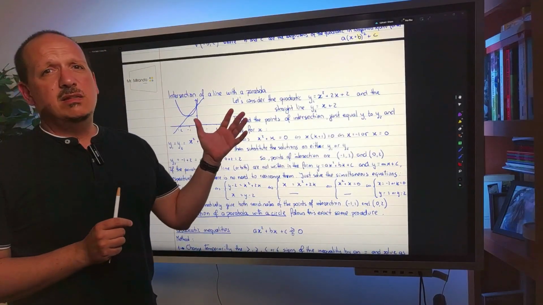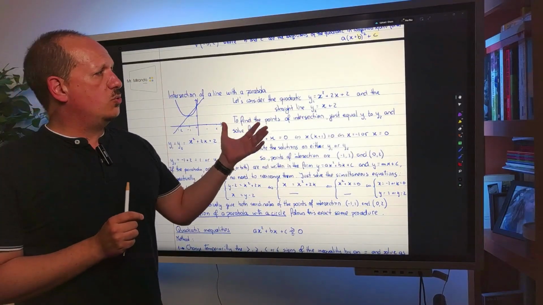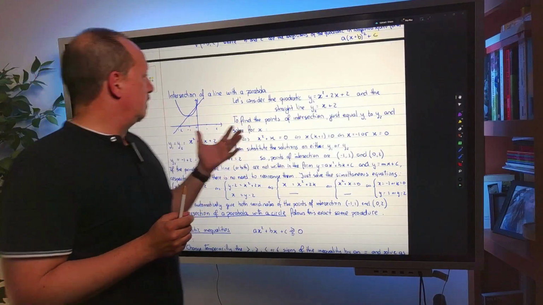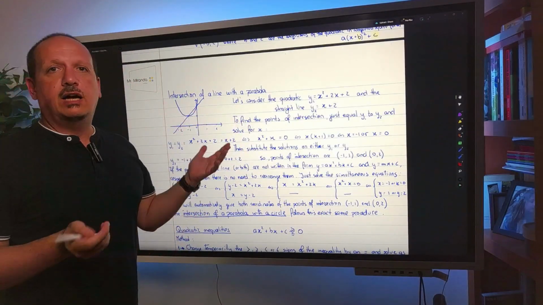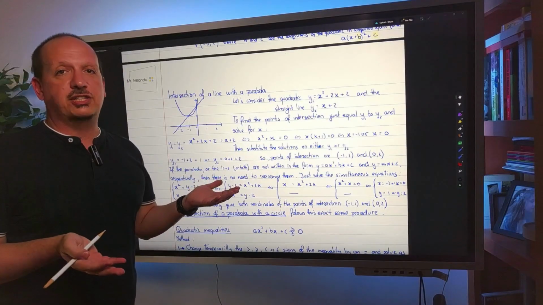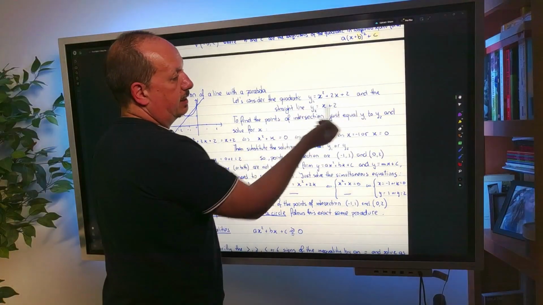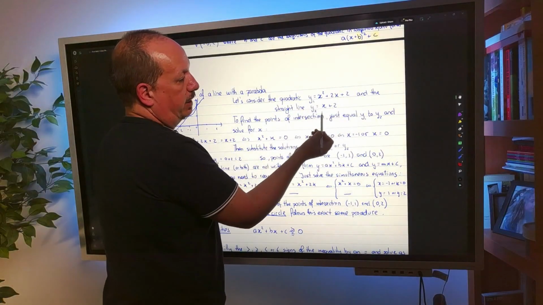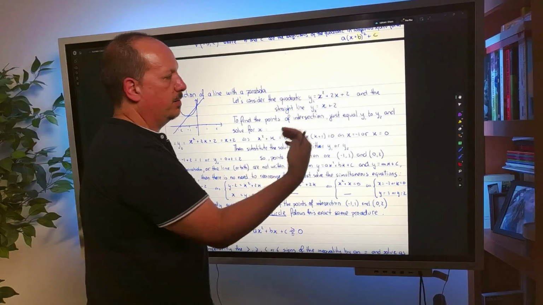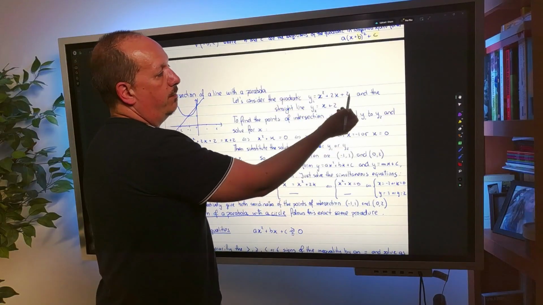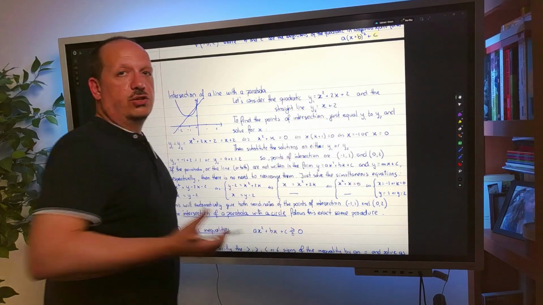To be honest, not much more than what you already know from the previous chapter. It's the same thing, actually. You have a curve, you have a straight line. How do you get points of intersection? You have two options. If you have the quadratic written like this and the straight line written like this, y equals something and y equals something, then the simplest method is just to equal this to that and just solve.